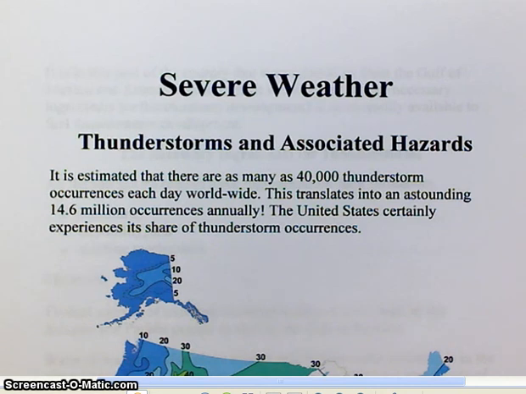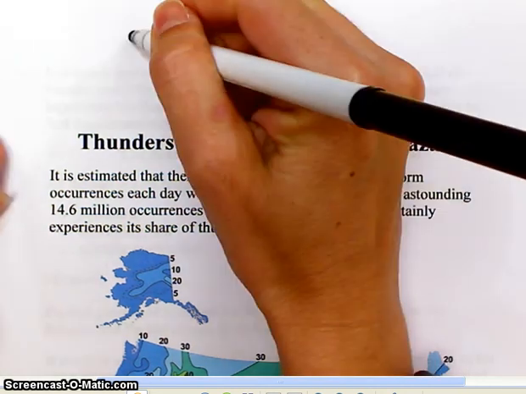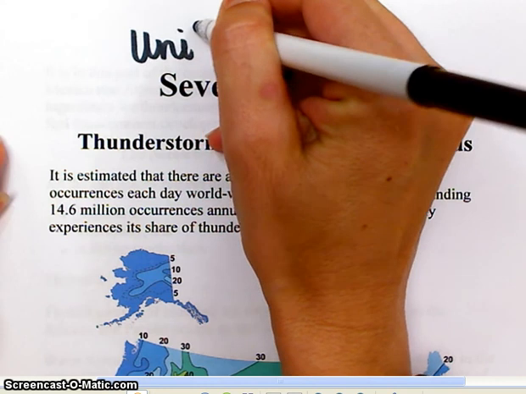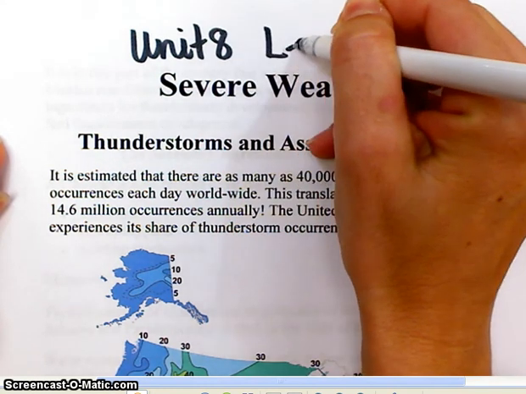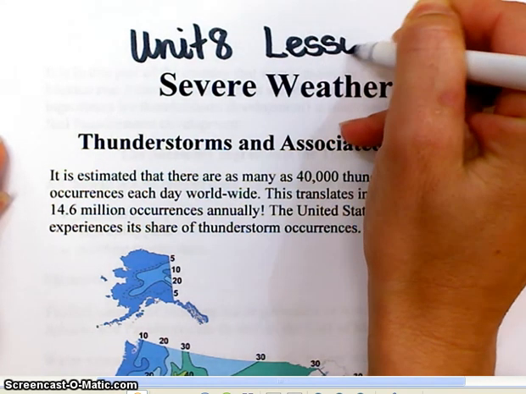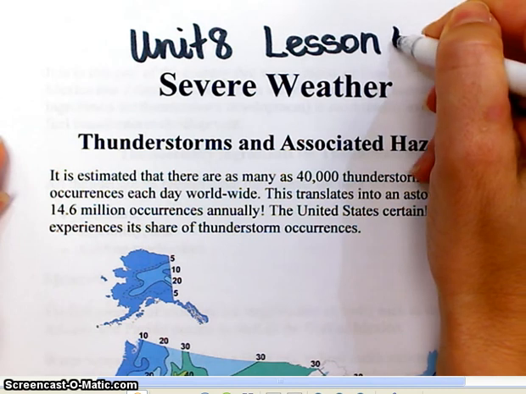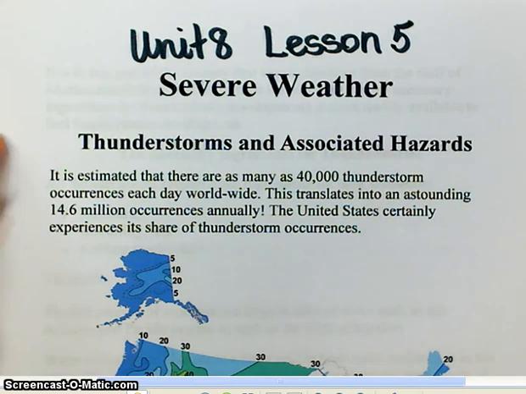All right, welcome to screencast number 1 for Unit 8, Lesson 5. This lesson is something that I gave you guys a copy of. It's not part of the textbook material because your textbook, for whatever reason, doesn't talk a whole lot about severe weather. So we're going to cover that. We're going to start off with thunderstorms.